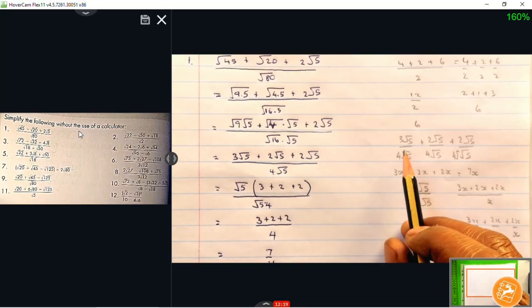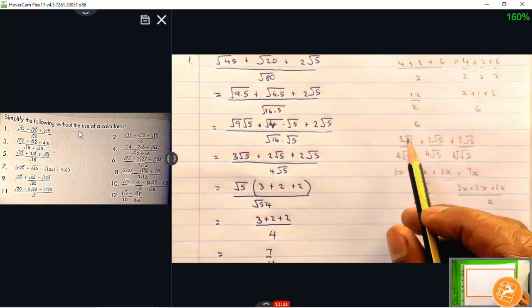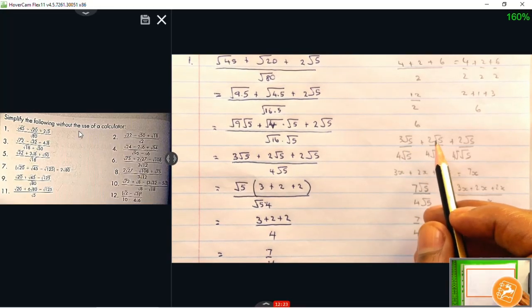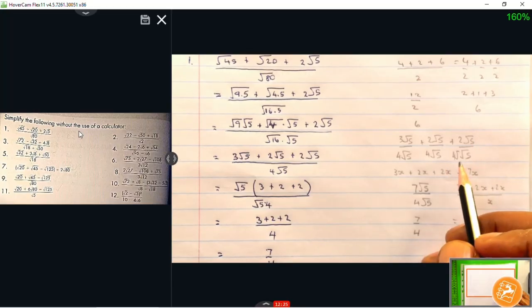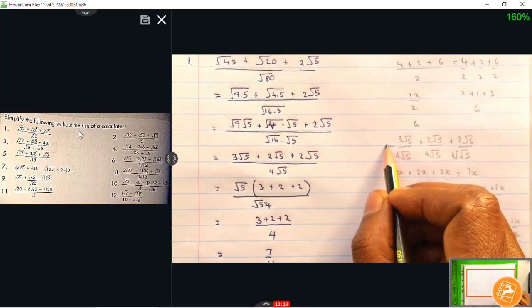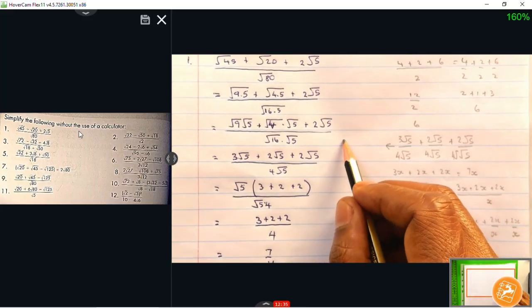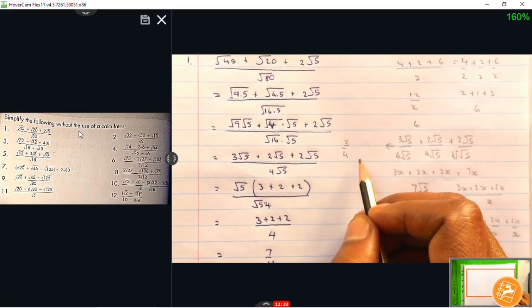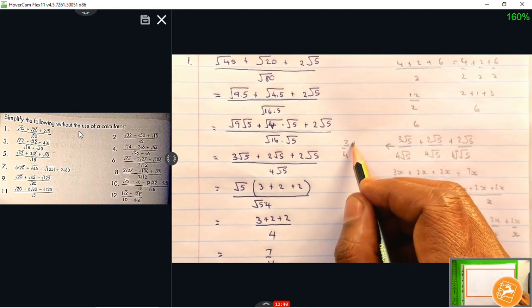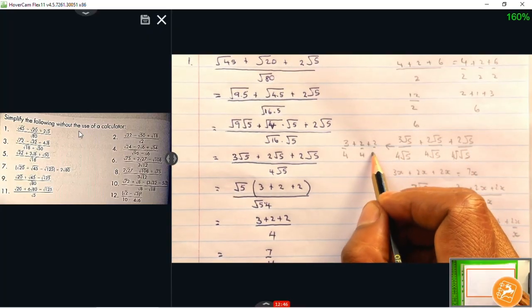You are going to have these cancel, those cancel, those cancel. Then what will remain? I am going to go this direction, okay? Because I don't want to be squeezed. So if these cancel, I'll have what? I'll have 3 over 4. Then here, I'll have 2 over 4. Then what about this one? I'll have another 2 over 4.